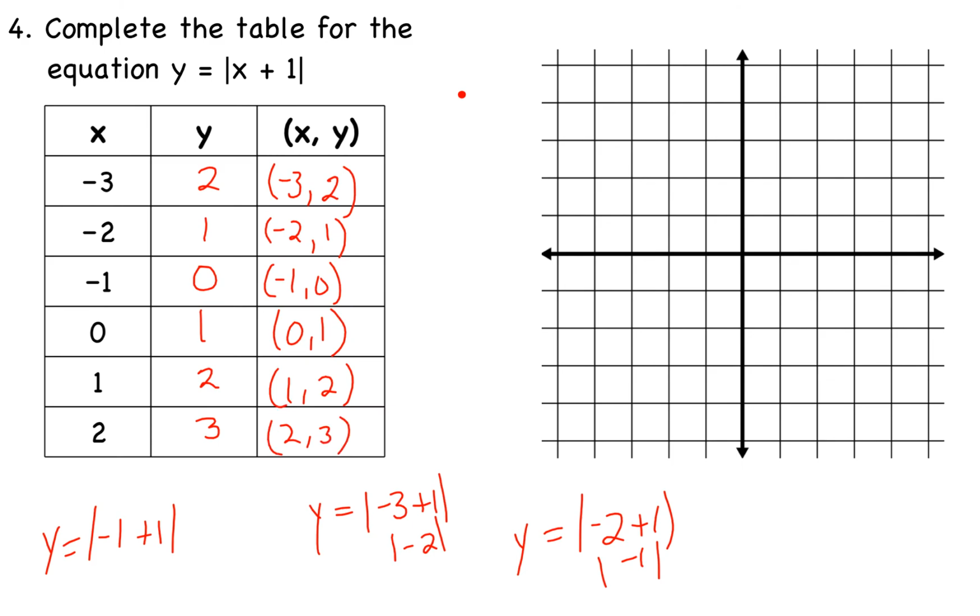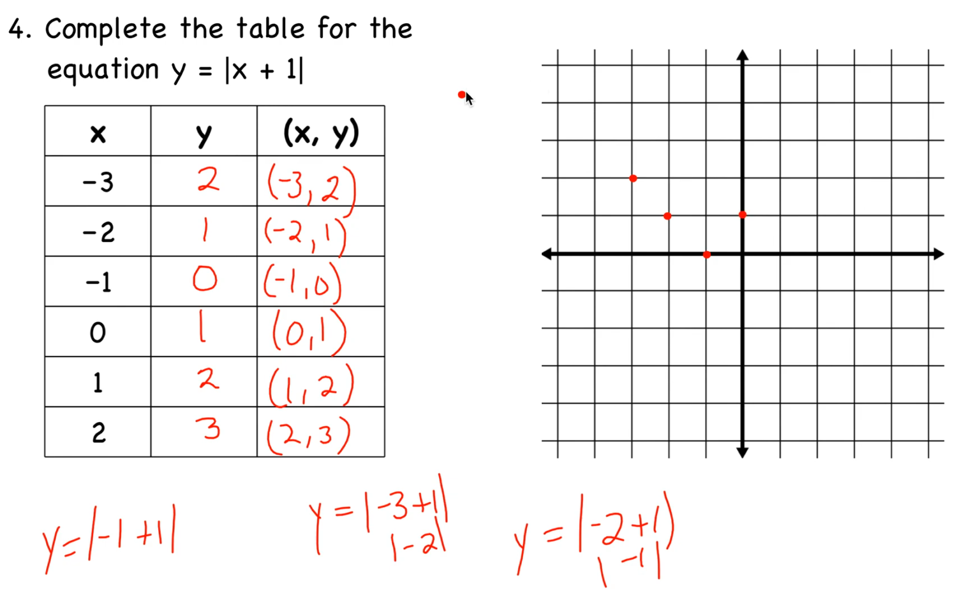Okay, so let's go ahead and start graphing those. Negative 3, 2. Start at 0, 0. Negative 3 is left, positive 2 is up. Right about there. Next one is negative 2, 1. Left 2, up 1. Right there. Next one is negative 1, 0. Next one is 0, 1. So don't go left or right, but go up 1.